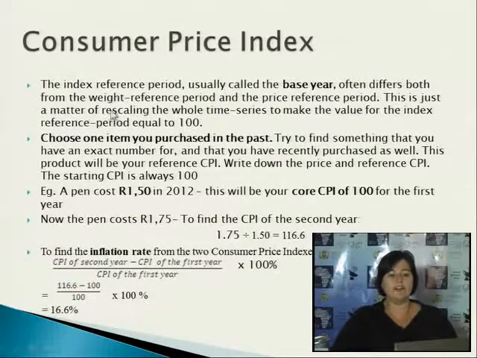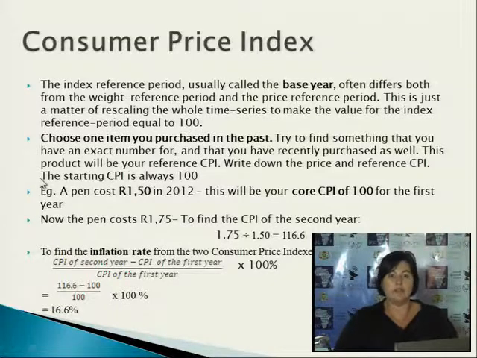This is just a matter of rescaling the whole time series to make the value of the index reference period equal to 100. That is very important. So your base year, the original year that you start doing your calculations from, is always 100. Sometimes, once again, they give you a table with the base year and all the other values, but they can also ask you to calculate that. But don't worry, I will show you how.